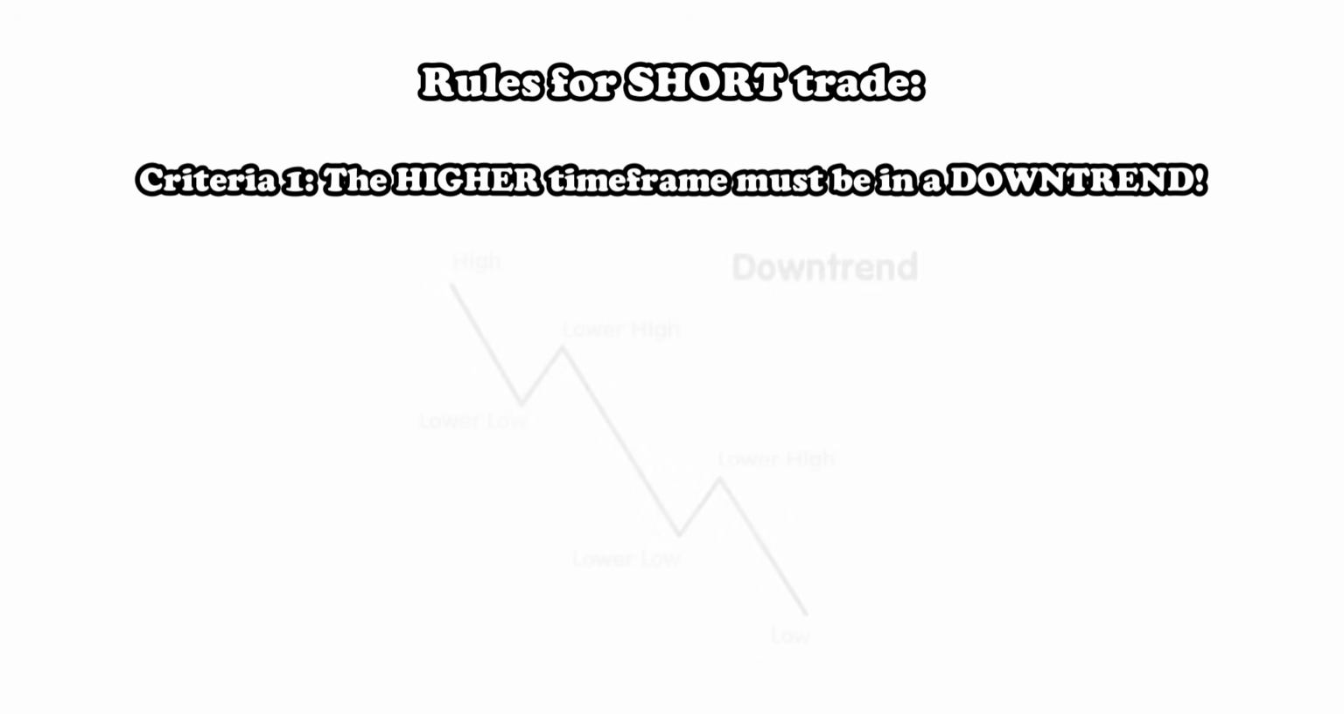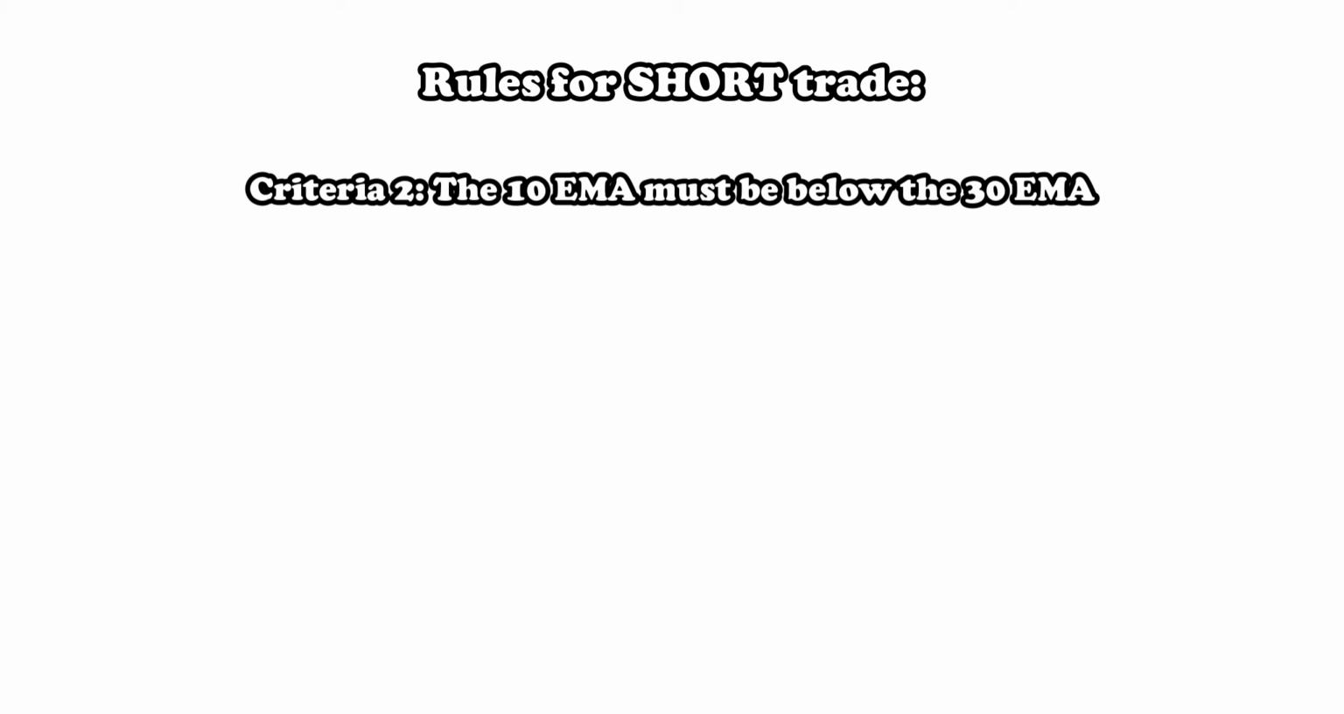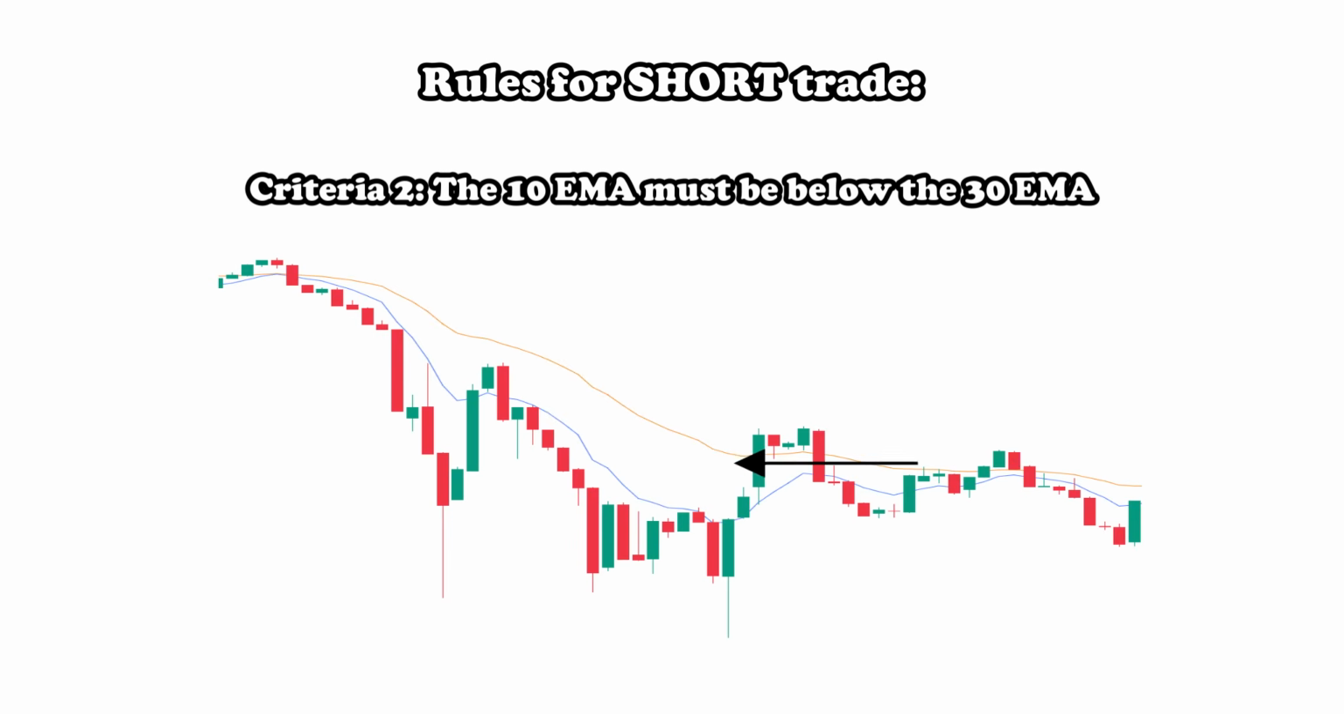In order to enter a short trade, the criteria is simply the opposite of that of a long trade. Criteria number 1 is that the higher time frame, such as the weekly or monthly chart, must be in a downtrend. This can be identified by looking for patterns where the stock's price is forming lower highs and lower lows. Criteria number 2 is that the 10-day exponential moving average (EMA) must be below the 30-day EMA. When the 10-day EMA is below the 30-day EMA, it can indicate that the stock is in a bearish trend.